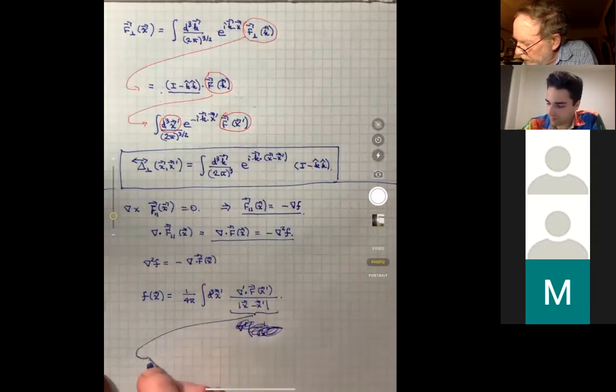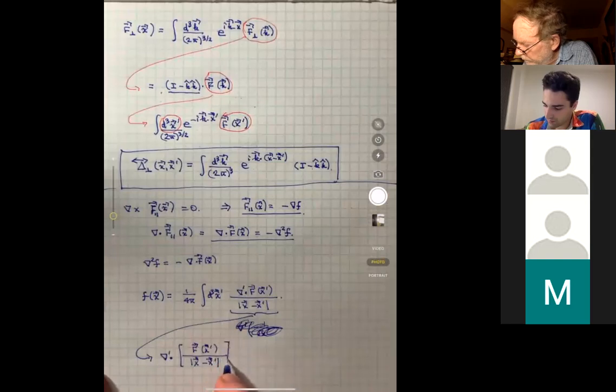I want to do it this way. I want to write it as the prime divergence of f of x prime divided by the Coulomb denominator, the magnitude of x minus x prime, minus the prime gradient of 1 over the magnitude of x minus x prime, dotted into f of x prime.